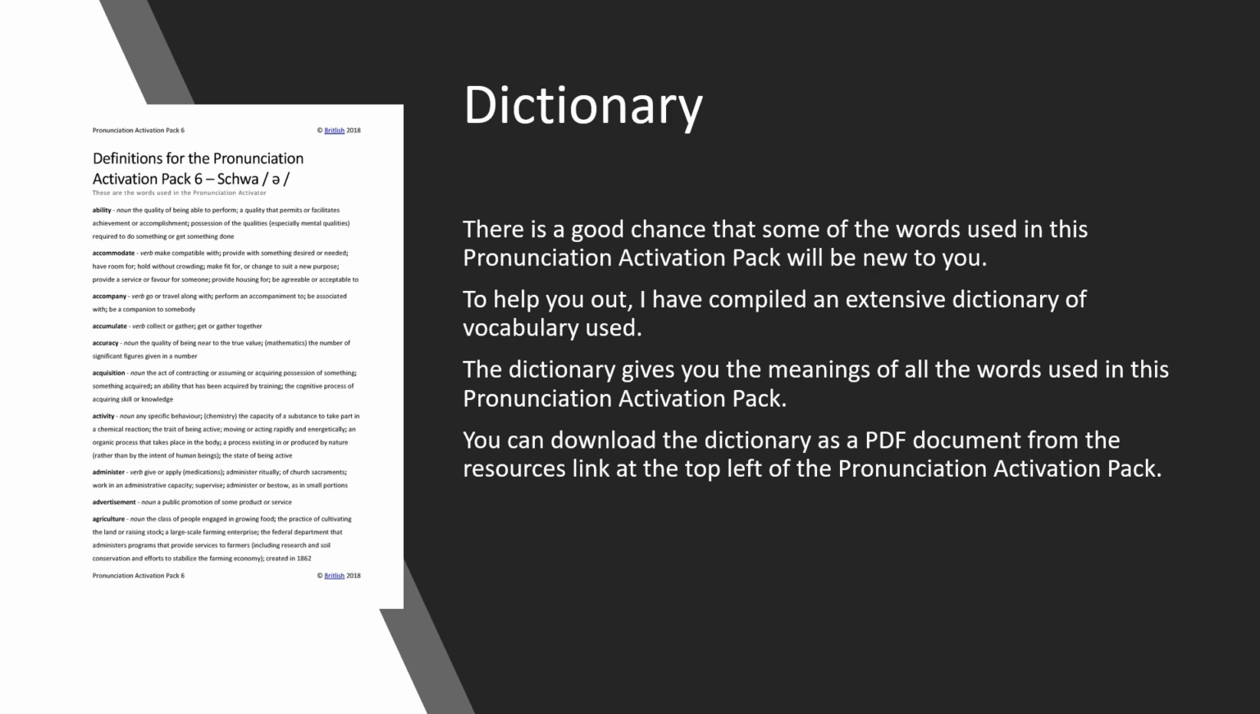Dictionary. There's a good chance that some of the words used in this pronunciation activation pack will be new to you. To help you out, I've compiled an extensive dictionary of vocabulary used. The dictionary gives you the meaning of all the words used in this pronunciation activation pack. You can download the dictionary as a PDF document from the resources link at the top left of the pronunciation activation pack.